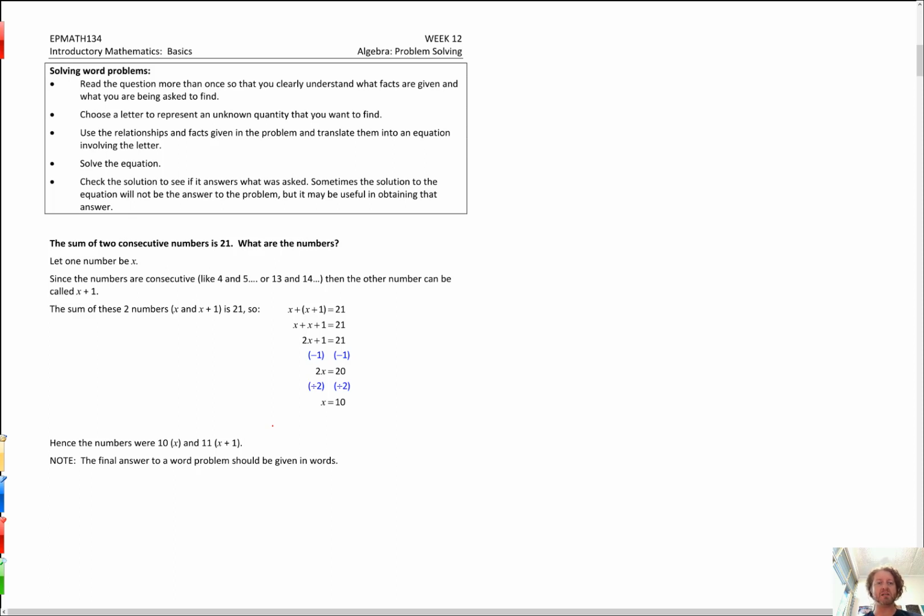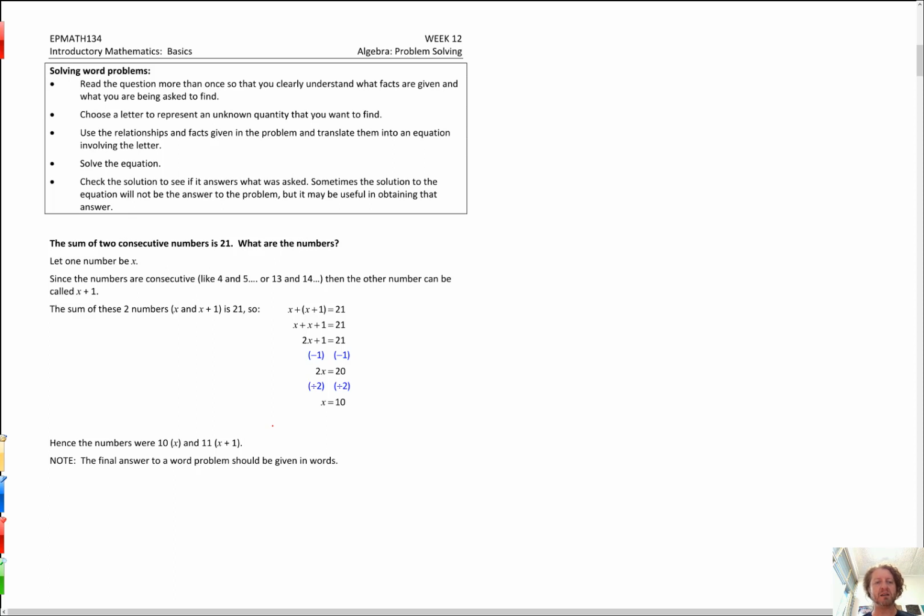We then solve that equation, and we just check to see, was that what we're after? Was solving for that letter, or was that letter just helping us to get somewhere else? So we're just going to make sure we answer the actual question. Now the first question we've got here is the sum of two consecutive numbers is 21. What are the numbers? Now I know that we could, by trial and error, find them.